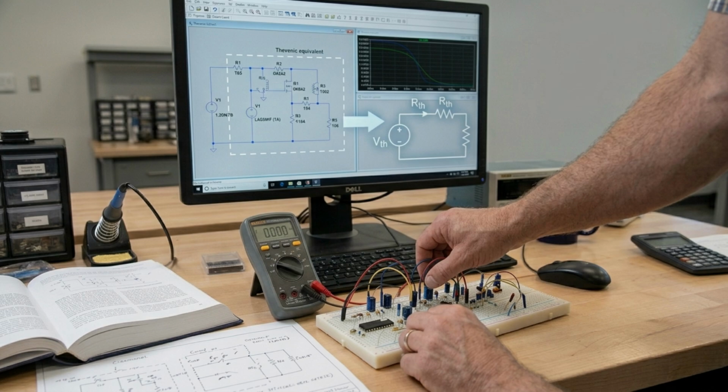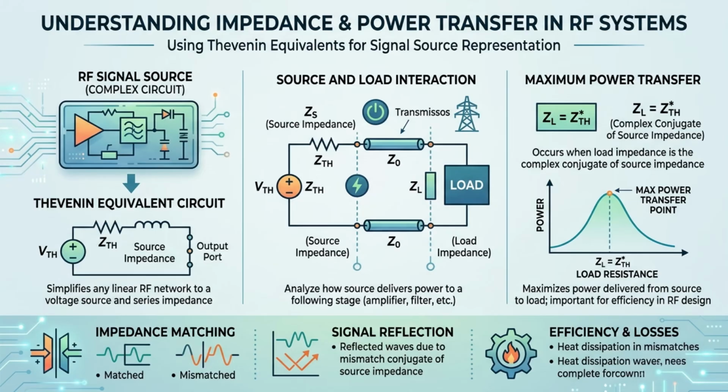In RF systems, engineers often focus on source impedance, load impedance, and power transfer between stages. Thevenin equivalents provide a convenient way to represent signal sources and understand how they interact with amplifiers, filters, and transmission lines. As systems become more advanced, equivalent circuit thinking becomes increasingly important. Thevenin theorem teaches engineers to focus on observable behavior rather than unnecessary internal complexity, a mindset that remains valuable throughout RF and microwave engineering.